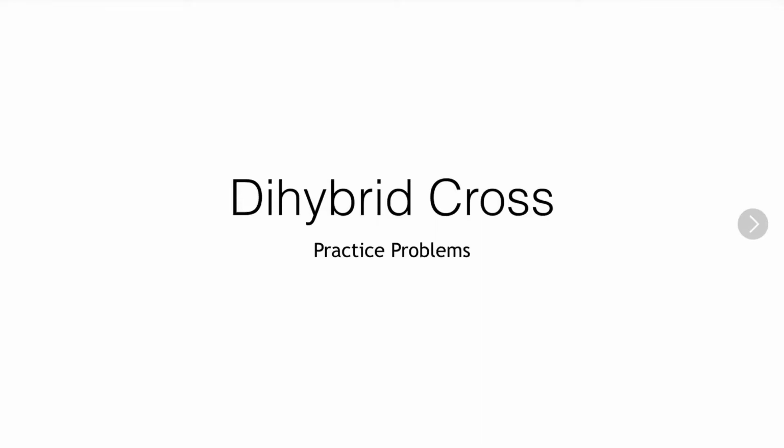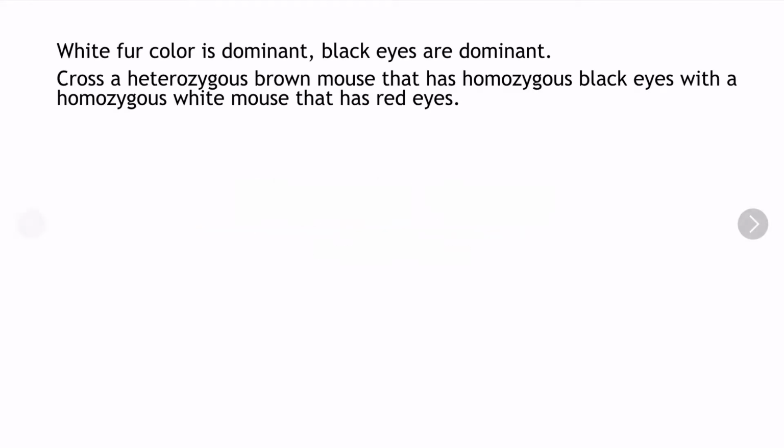Okay, let's practice doing a dihybrid cross. White fur color is dominant, black eyes are dominant. Cross a heterozygous brown mouse, that has homozygous black eyes, with a homozygous white mouse that has red eyes. Well, the first thing we should probably do is establish a key here.